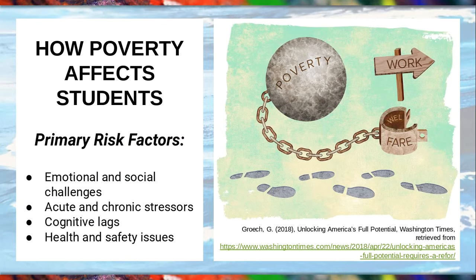After defining what poverty is, Jensen dives into how poverty affects students. The risk factors afflicting families living in poverty are not only individual, emotional, and social challenges, but also cognitive lags, health and safety issues, and other external stressors.